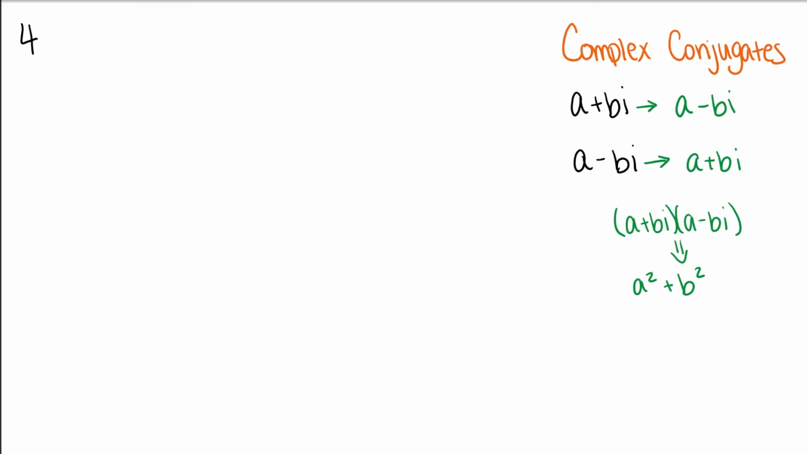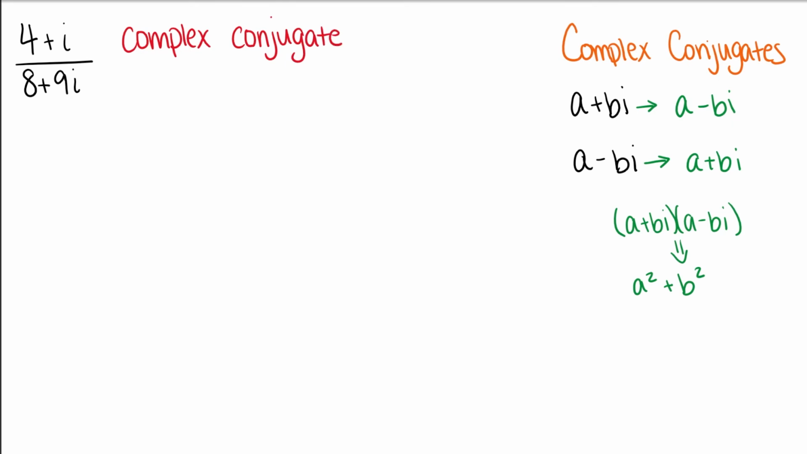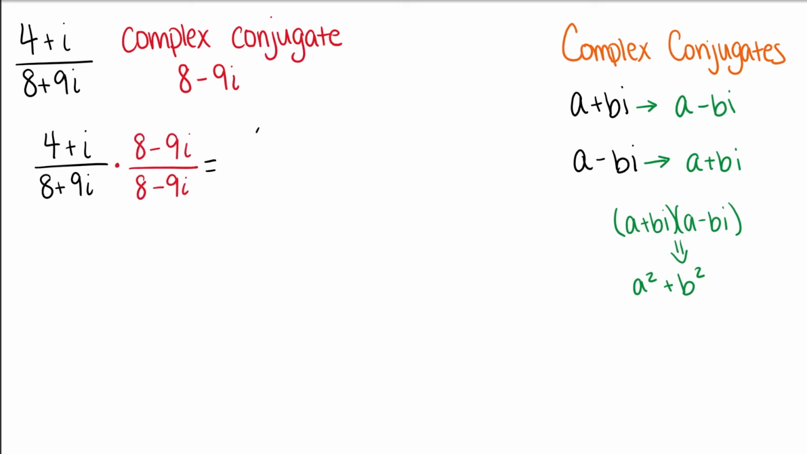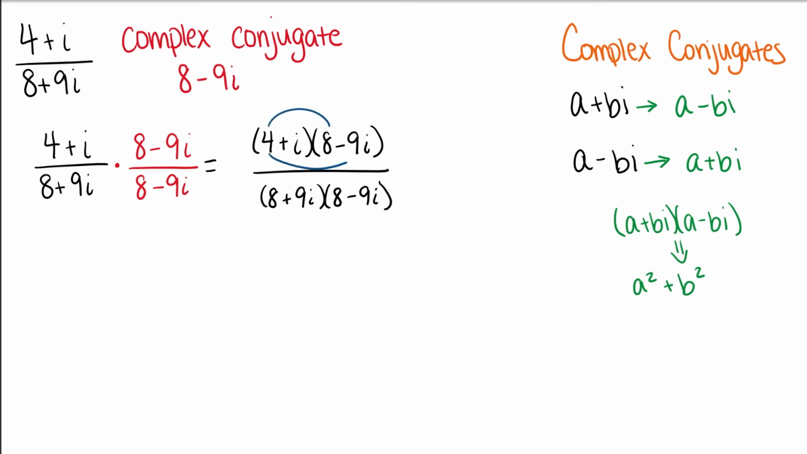Next we have 4 plus i over 8 plus 9i. Our complex conjugate will be 8 minus 9i. So we'll multiply our complex conjugate to our numerator and our denominator. And our expression becomes 4 plus i times 8 minus 9i over 8 plus 9i times 8 minus 9i. We'll FOIL our numerator and our denominator.